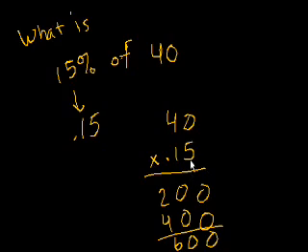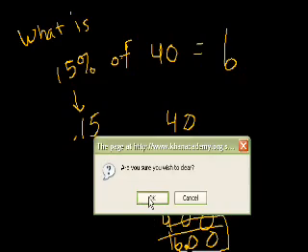600. Then you count the decimal spots. 1, 2. No decimals up there, so you go 1, 2. You put the decimal there. So 15% of 40 is equal to 0.15 times 40, which equals 6.00. Well, that's just the same thing as 6. Let's do another problem. Hopefully that didn't confuse you too much. And I'm going to try to confuse you this time, just in case you weren't properly confused the last time.